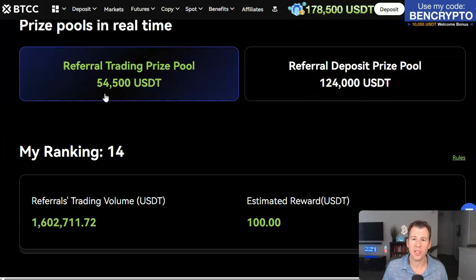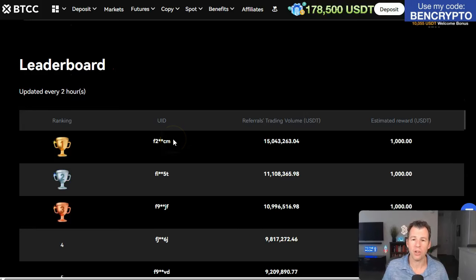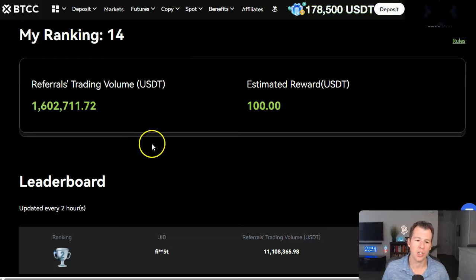Specifically, 2/3 of that 178K is allocated to the deposit part of this competition, and then 1/3 is allocated to the volume part of the competition. You can see I am in this referral challenge. I am currently ranked number 14th with my 1.6 million in trading volume since this competition began. I am up for $100 in rewards if the competition were to end today.